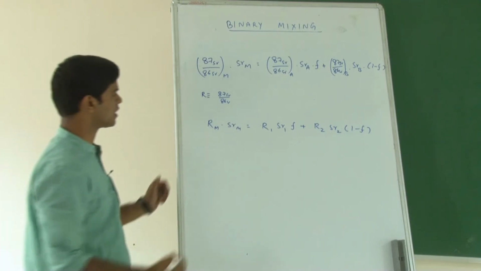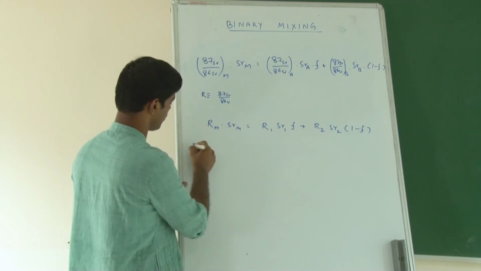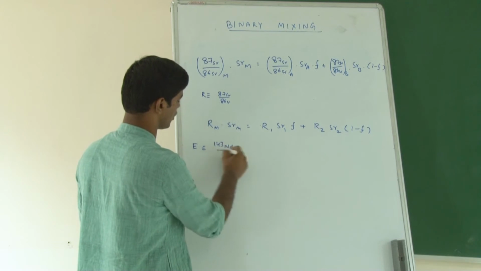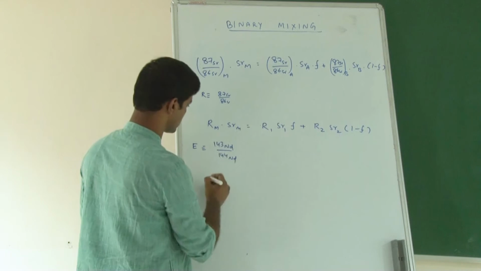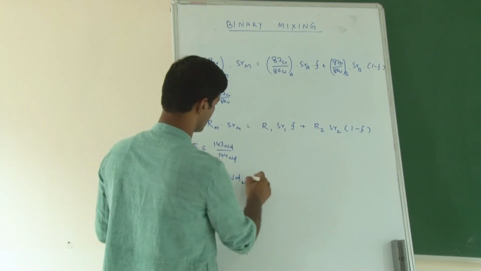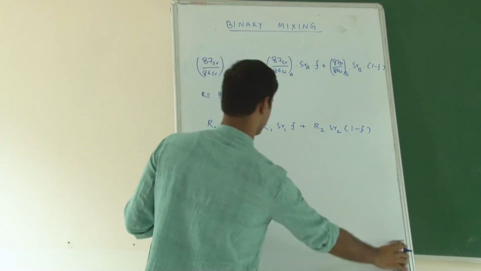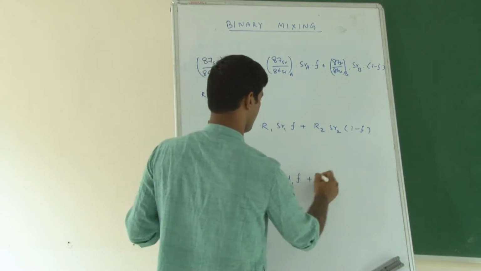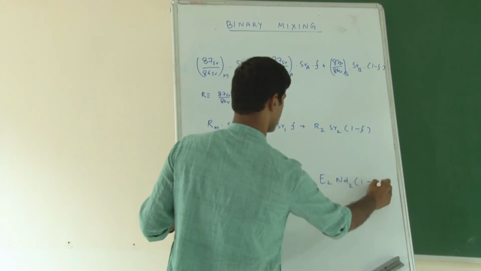I can write similar equations for all the isotopes I am interested in. Let us say I am interested in something like neodymium, 143 neodymium by 144 neodymium. I am representing that as E. So, this equation will be E m into neodymium m will be equal to E1 neodymium 1 F plus E2 neodymium 2 1 minus F.